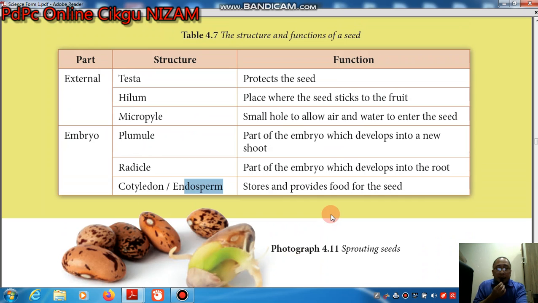That is the explanation about the process of fertilization and also the function of the structure of a seed.